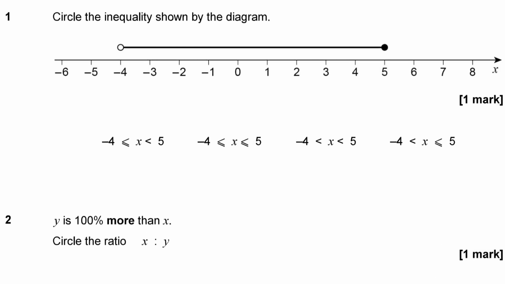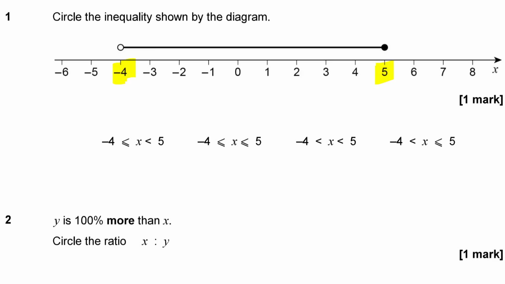Okay, so let's get started on the November 2017 paper 3. Question 1. Circle the inequalities shown by the diagram. Now you'll see that all the answers go from -4 to 5, so it's not the actual numbers themselves that we're particularly interested in here. It is which way around the inequality signs go.